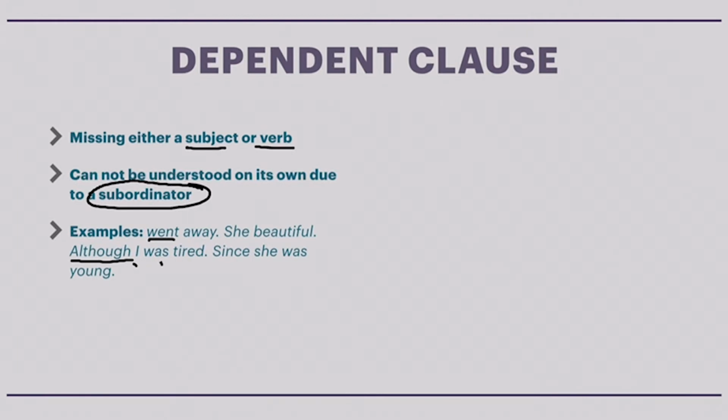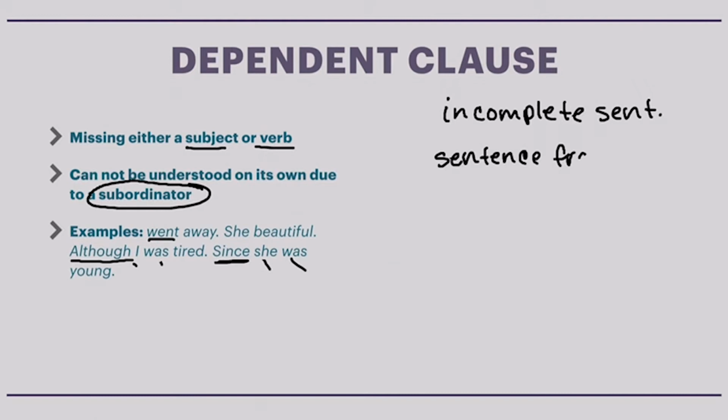Here's another example. Since she was young. Since is a subordinating conjunction. Yes, there's a subject. Yes, there's a verb. But we don't know what's coming after that. Therefore, it makes it a dependent clause. Now, a dependent clause is also sometimes referred to as an incomplete sentence. Something to remember. And you might also see it called a sentence fragment. These are a bit more complicated, so we're not going to go over those today. But if you do see these terms, you know that it's a dependent clause.